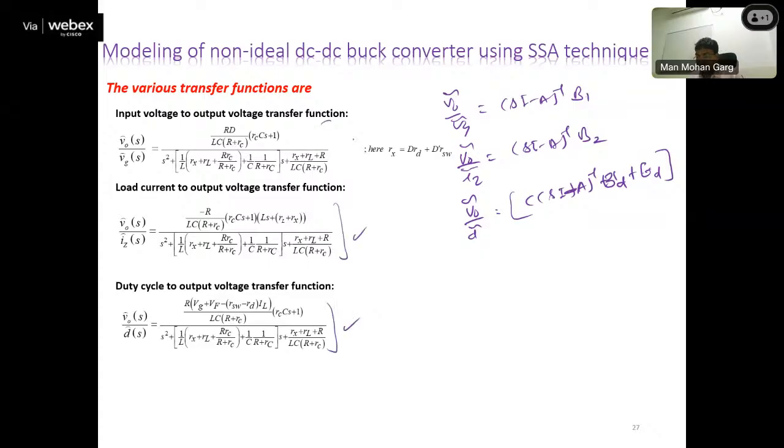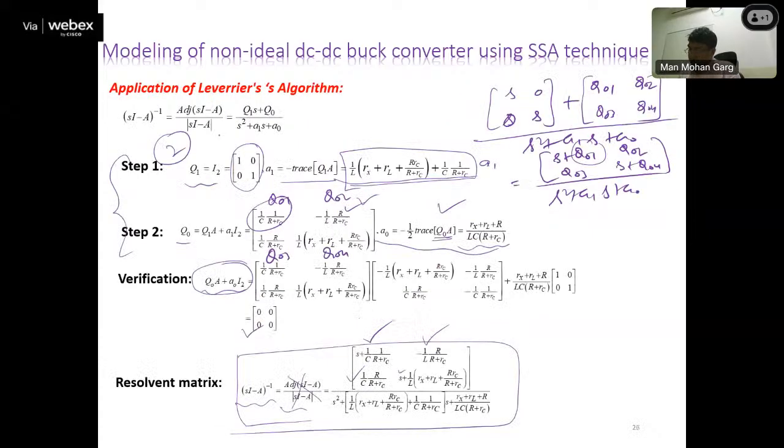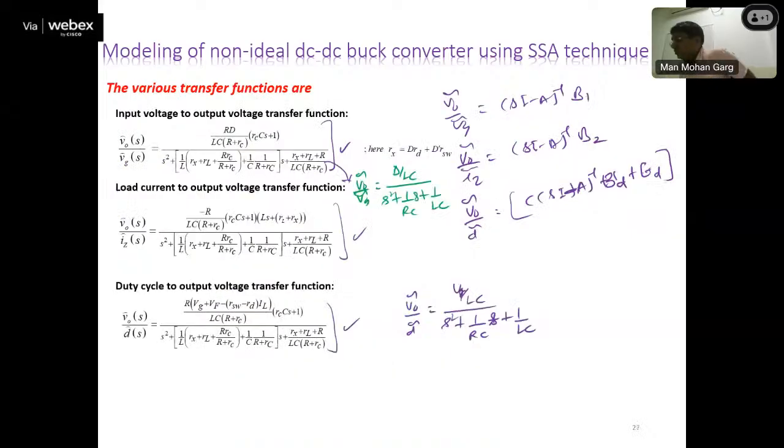What we can see here is that previously we derived it for the ideal case. The ideal transfer function was V0 upon D equal to Vg upon LC over S square plus 1 upon RC S plus 1 upon LC. And this V0 upon Vg was D upon LC over S square plus 1 upon RC S plus 1 upon LC. So in all these three transfer functions, we see that the denominator is the same. Why is it the same? Because in the previous slide we saw that this term remains the same, and this (sI minus A) inverse is present in every transfer function. That's why this denominator will remain the same.